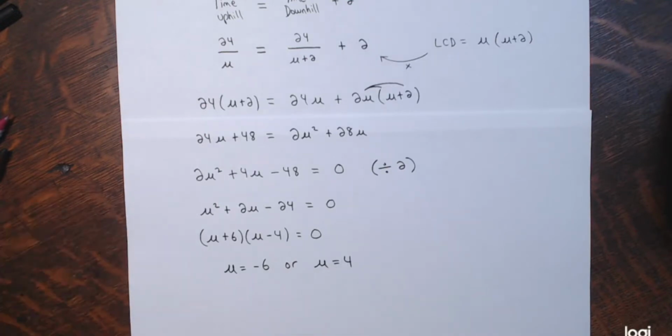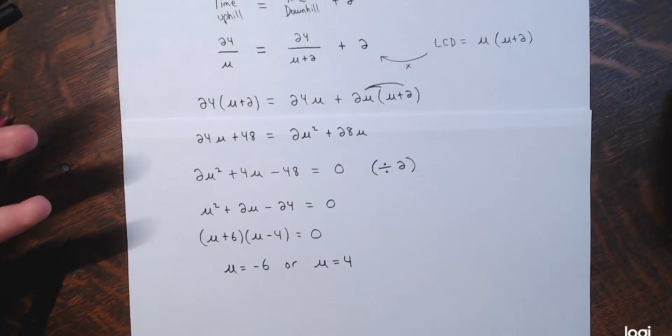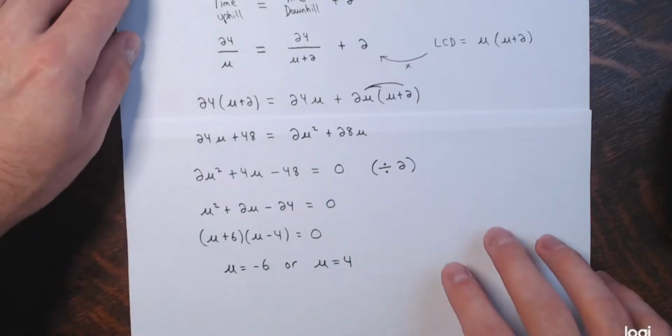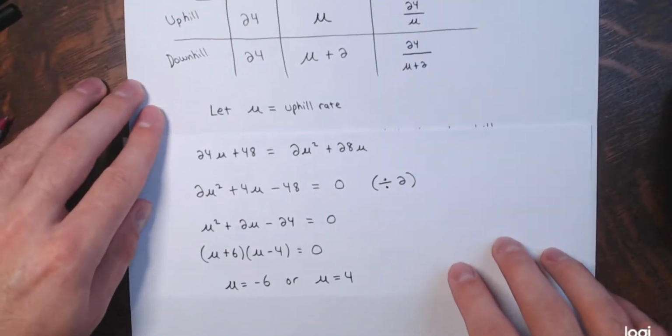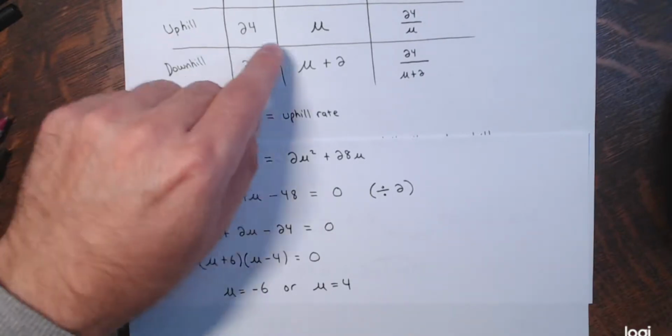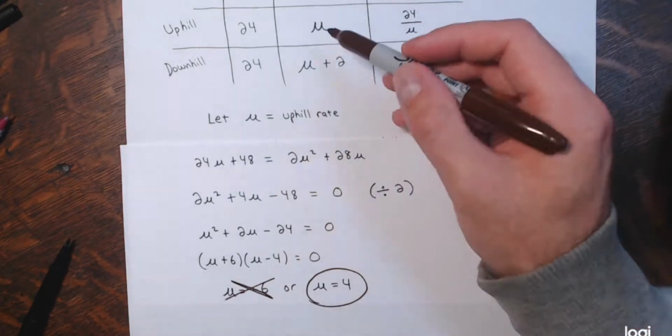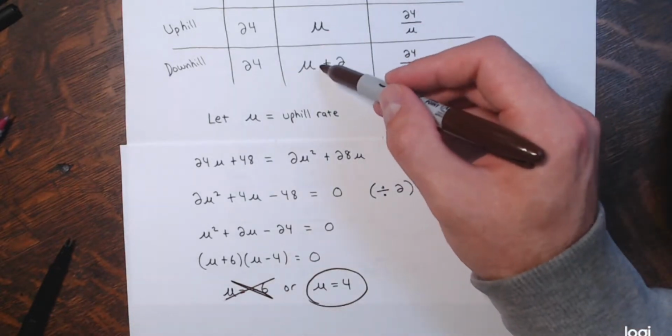And again, think, sure, both of these work in the equation I wrote. That's fine. But which ones actually make sense with the problem? Back in the chart, back when we defined the meanings. If u were negative 6, that means he was riding his bike at negative 6 miles per hour going uphill. That makes no sense. You should have no negative speed, so that one I'm not counting. But the other one does make sense, right? Going uphill at 4 miles per hour and downhill at 6 miles per hour.